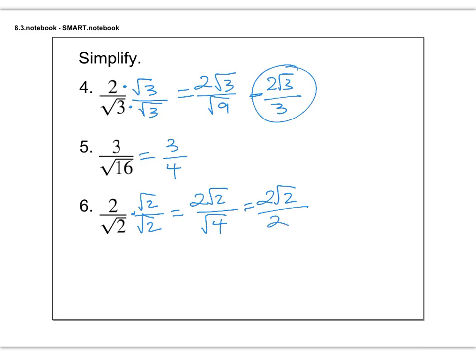We have 2 over 2 that can cancel. And so then we just wind up with our answer, square root of 2. If you want to think of it as square root of 2 over 1, that's fine. This will come into play in today's lesson a little bit.